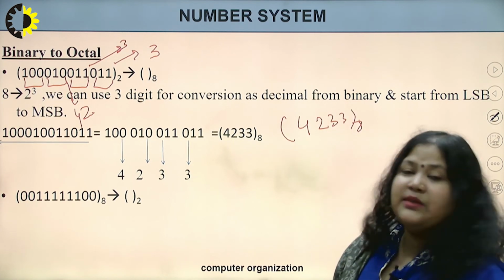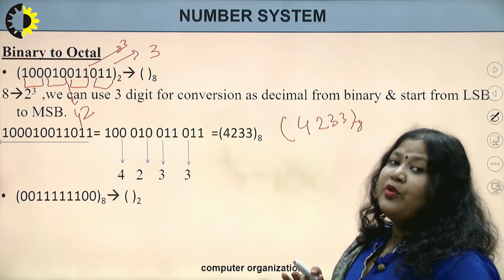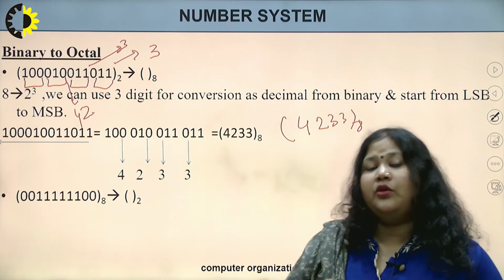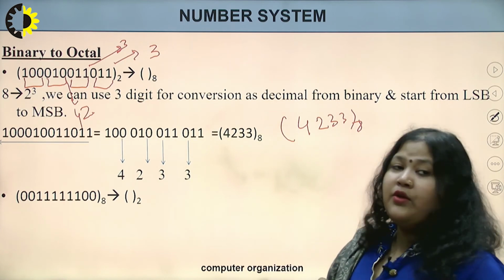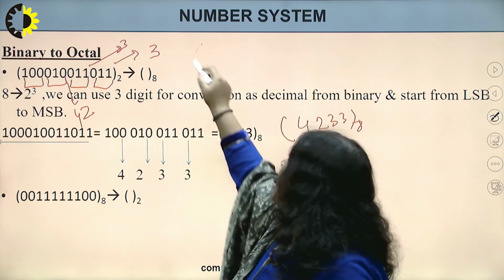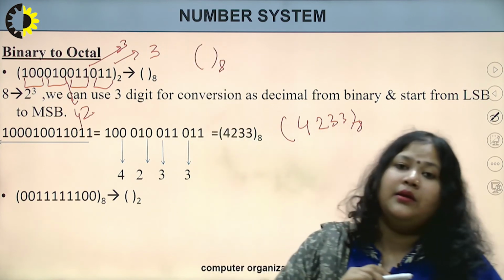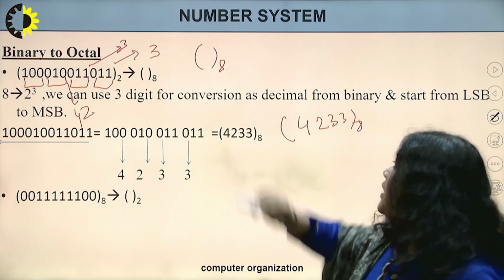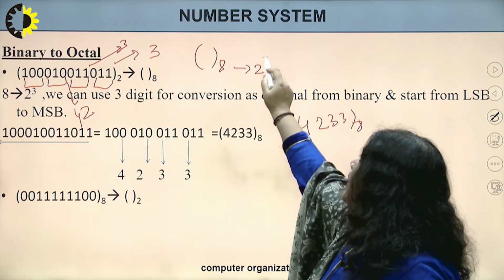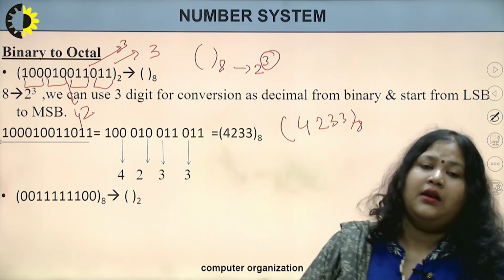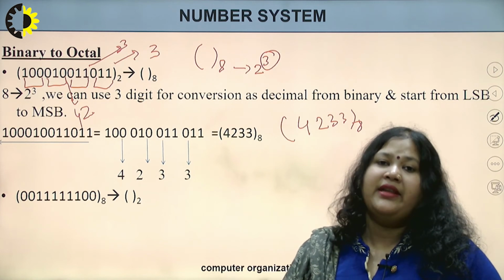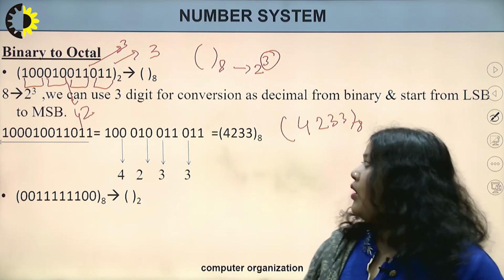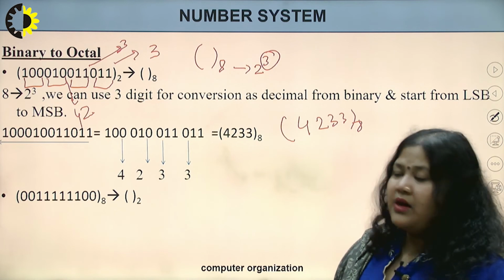In this particular example, we take the grouping of 3. Why do we take groups of 3 in this binary to octal conversion? Because the base is 8, which in power-of-2 form is 2 to the 3. So we take 3 bits as a group in the conversion from binary to octal. So this is the basic conversion rule.